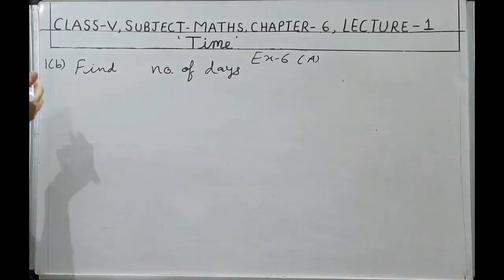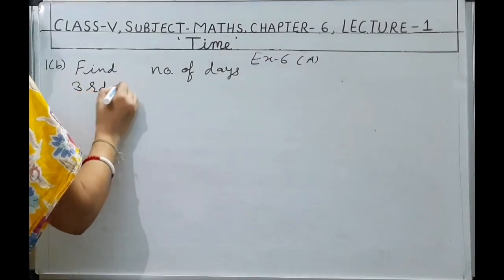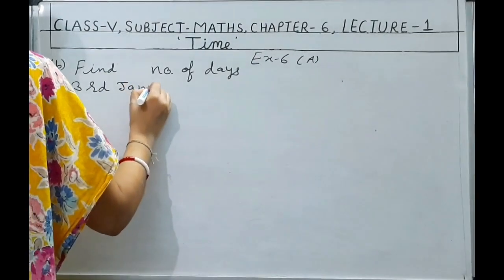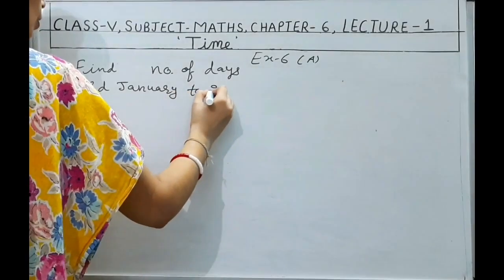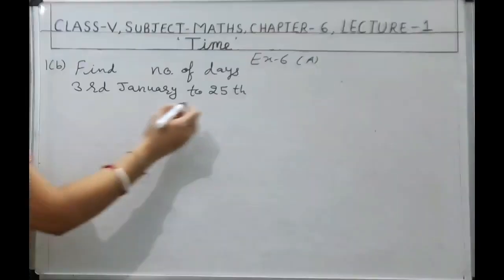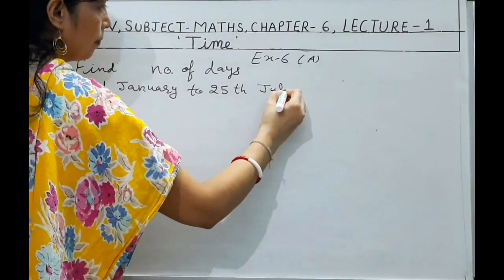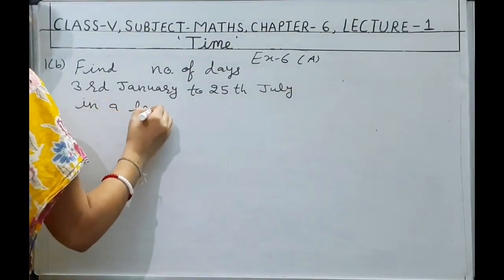Next is first question B part. Find the number of days from 3rd January to 25th July in a leap year.